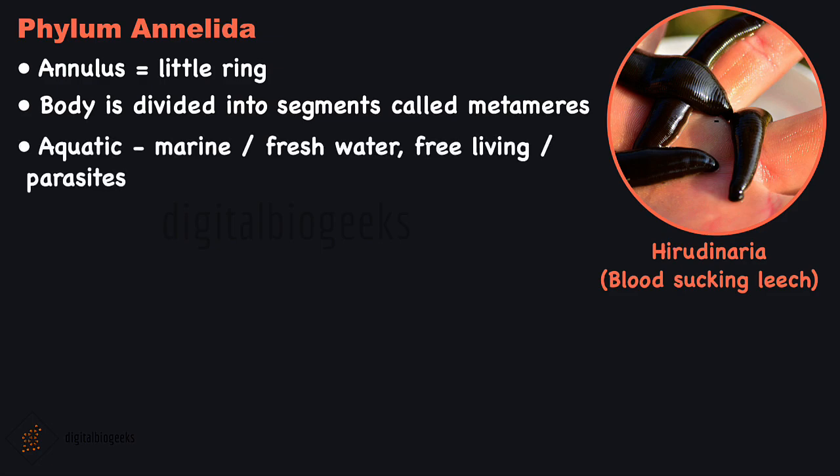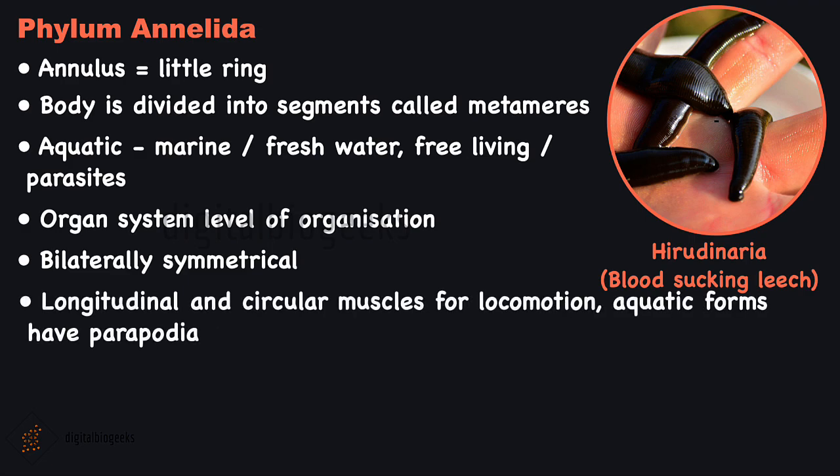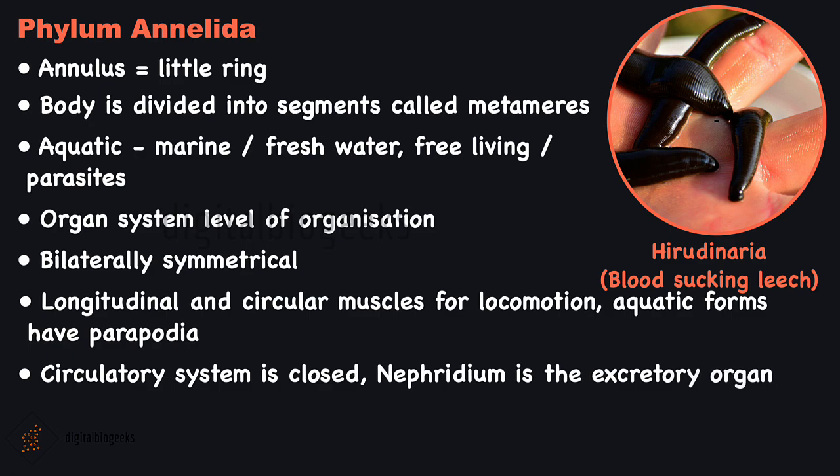They are aquatic, marine or freshwater, free-living or parasites. They have an organ system level of organization. Their body is bilaterally symmetrical. They have longitudinal and circular muscles that help in locomotion. Aquatic animals have special kinds of lateral appendages called parapodia that help in swimming. Their circulatory system is closed, which means blood is pumped out of the heart through different types of vessels, including arteries, veins, and capillaries. Nephridium is the excretory organ in Annelida.